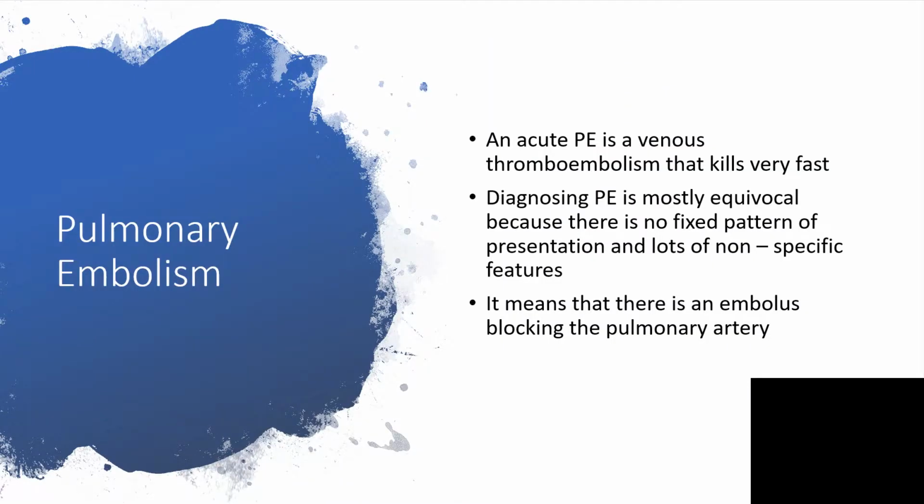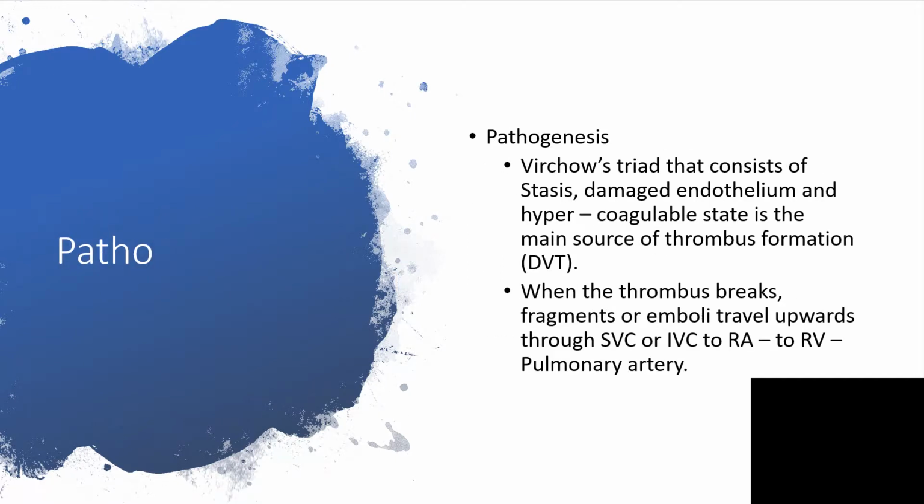An acute pulmonary embolism is a venous thromboembolism that kills very fast. Diagnosing pulmonary embolism is mostly equivocal because there is no fixed pattern of presentation and a lot of non-specific features. It means that there is an embolus blocking the pulmonary artery. The pathogenesis is essentially that of Virchow's triad that consists of stasis, damage to endothelium, and hypercoagulable state. And that will be the main formation of the vein thrombosis.